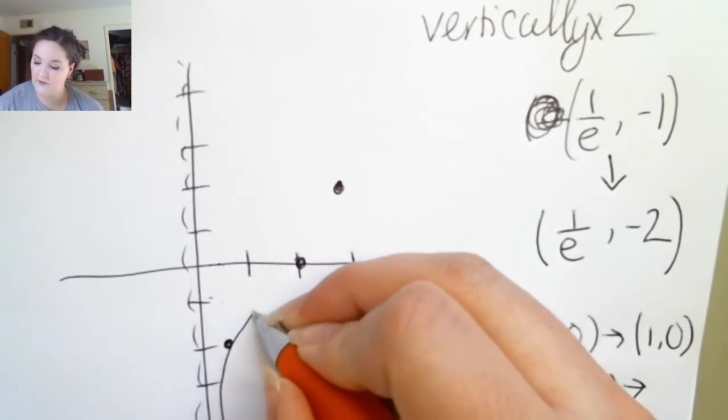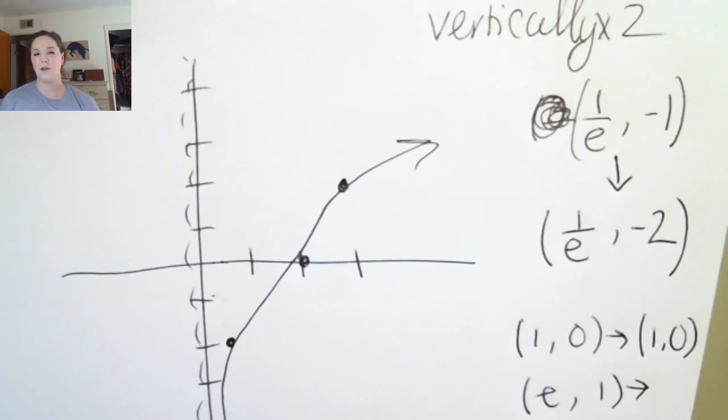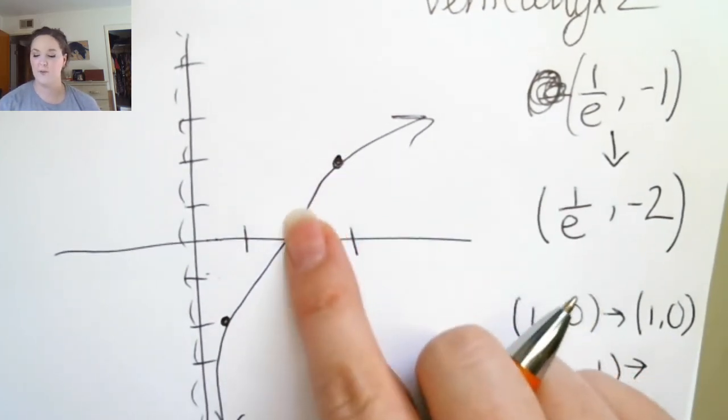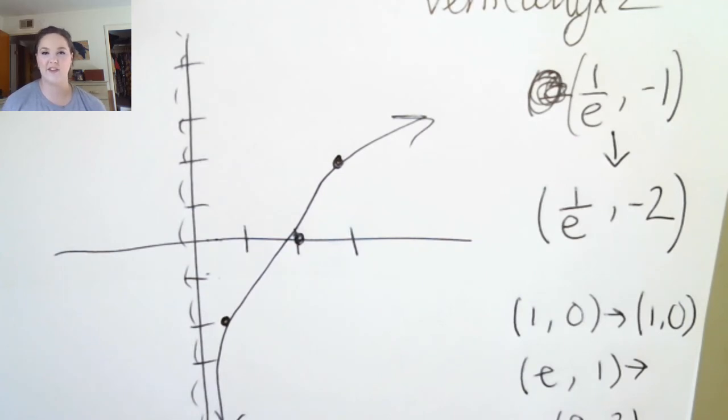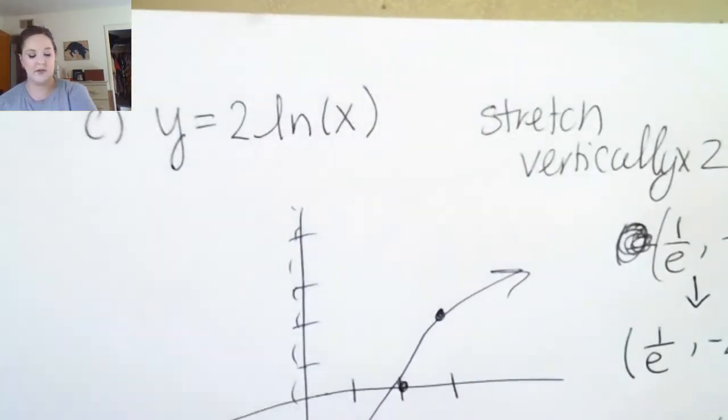And we're going to have, ooh, like this. That loopiness is just from uneven scaling. So that's how that works. Let's do one more example with the natural log.